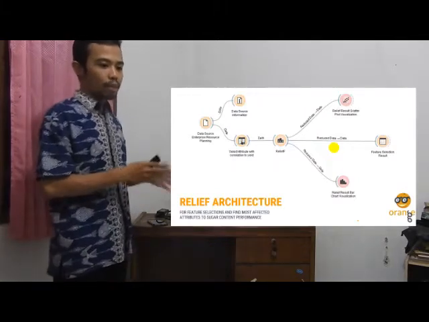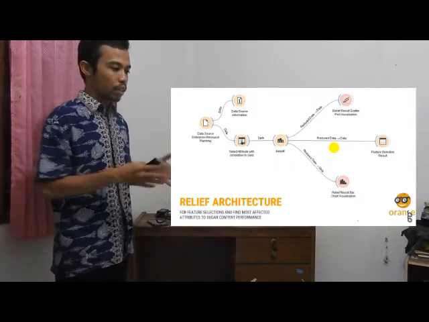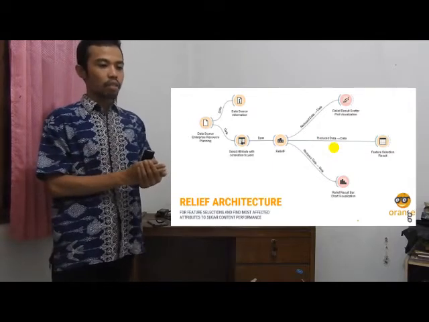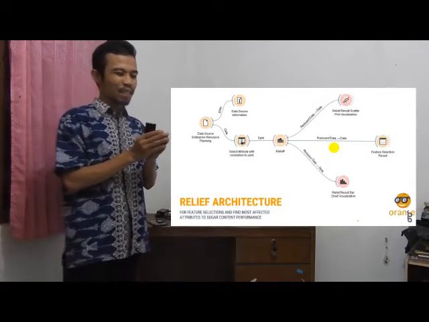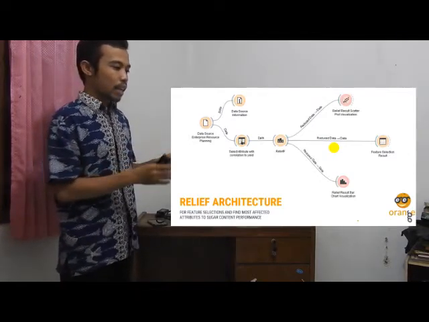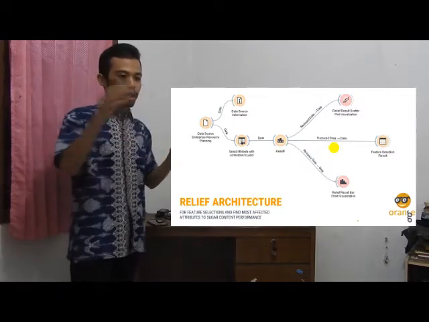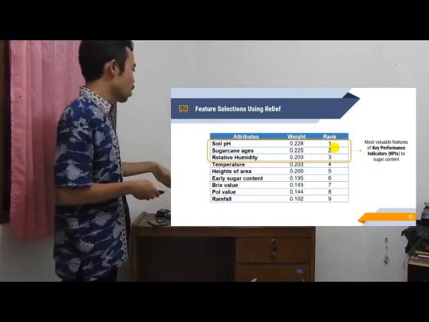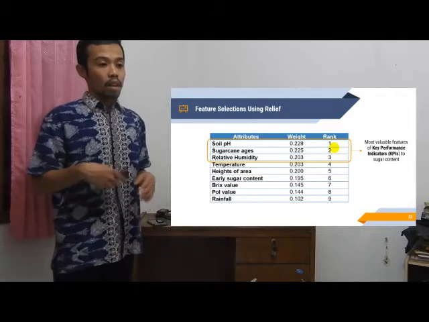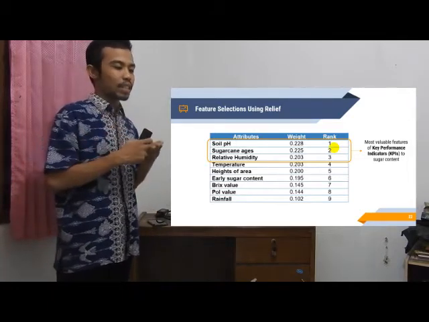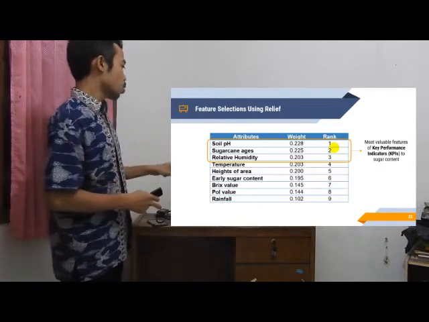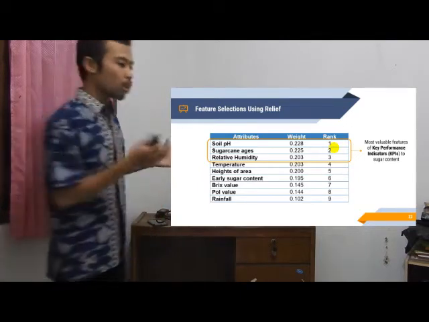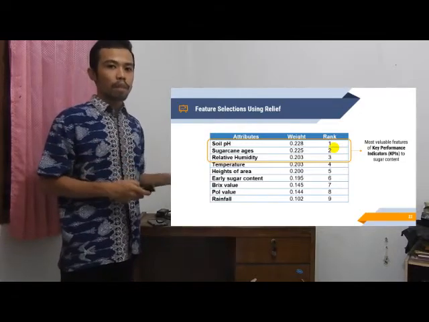For the Relief architecture, we have designed in Orange software. This is open source software, and the Relief algorithm will define and evaluate each attribute and evaluate the associations between attributes for the sugar content performance. And finally, we got the weight of each our 9 attributes for the sugar content, and we define 3 most valuable with the highest weight of the attributes that to define the sugar content performance, that they are soil pH, sugarcane age, relative humidity, and it will be applied to predicting the sugar content based on this result.